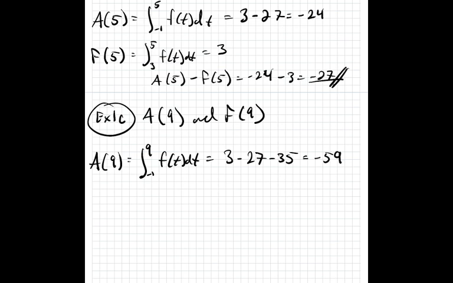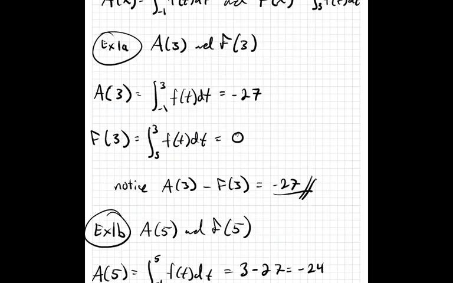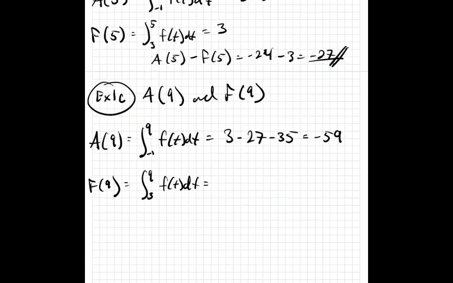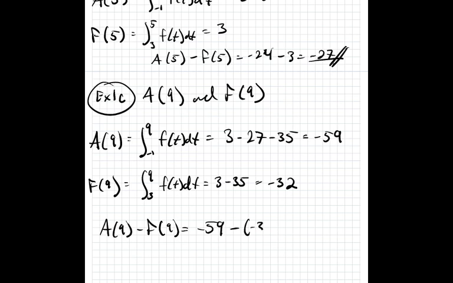And then F(9) is going to be the integral from 3 to 9 of f(t) dt. From 3 to 9 is going to be 3 minus 35, negative 32, right? So then if we consider A(9) minus F(9), that's going to be negative 59 minus a negative 32. So it should be negative 27, right? It should be the net difference. Okay, so I think that these results are fine.